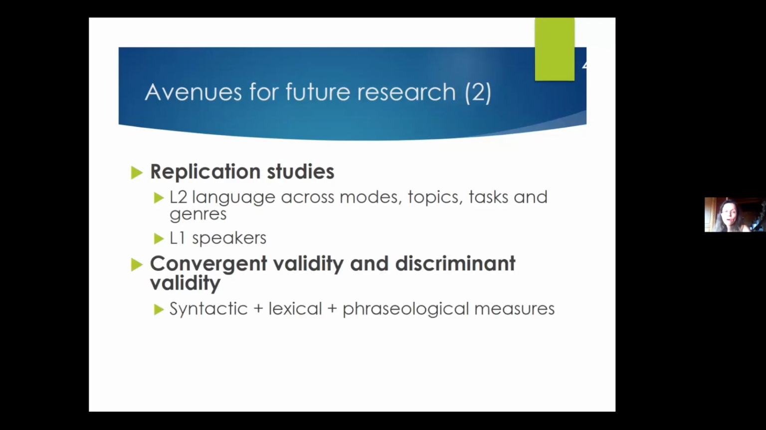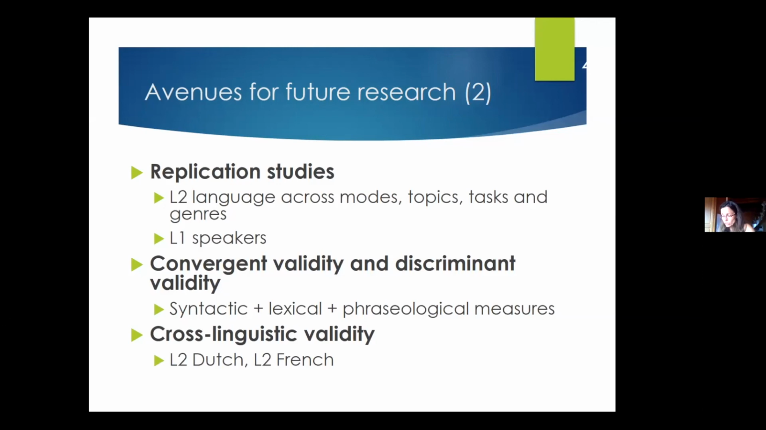We also need to work more on establishing convergent validity and discriminant validity of these measures. Just as a reminder, convergent validity is about whether the battery of phraseological measures envisaged relate to each other and produce convergent measures, while discriminant validity is about whether or not the construct is different from similar constructs such as lexical complexity. And finally, the range of envisaged measures of phraseological complexity are not language specific per se, and we would like to explore whether the measures could be used to gauge proficiency and trace language development in other foreign languages such as L2 Dutch and L2 French.